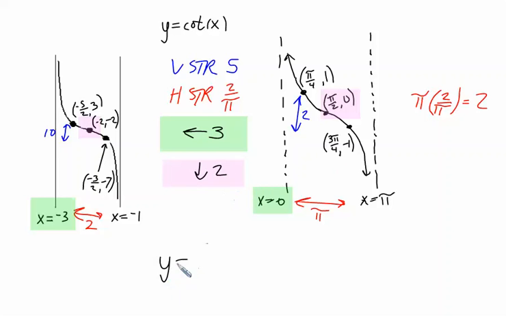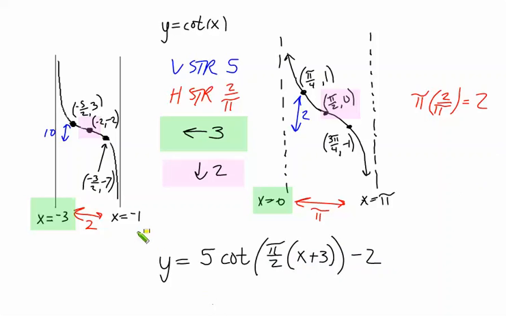So this was in terms of cotangent. We're going to have y is equal to 5 times the cotangent of pi over 2. Make sure you take the reciprocal of the horizontal stretch. Put the parentheses around our x plus 3, and then we have -2 at the very end. That would be the formula for our particular graph.